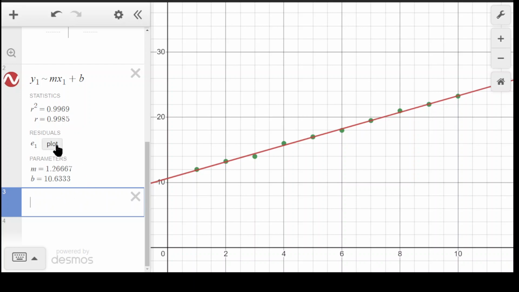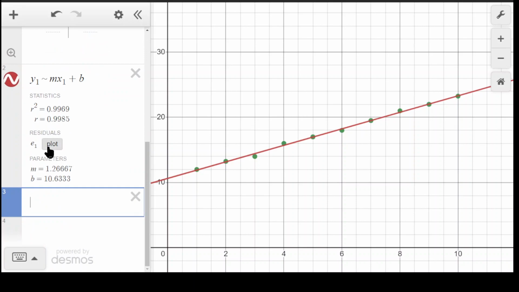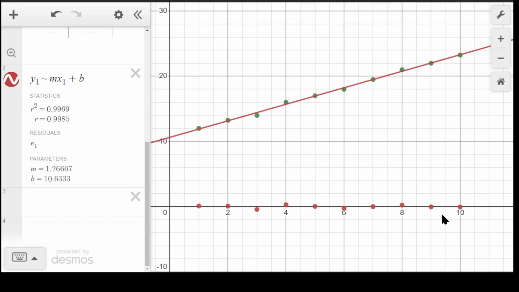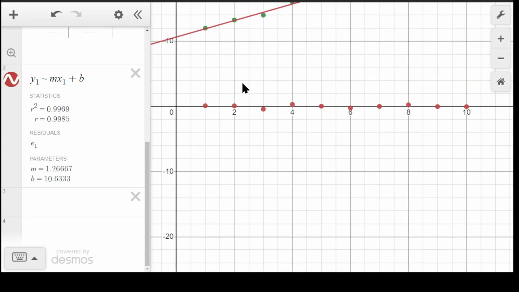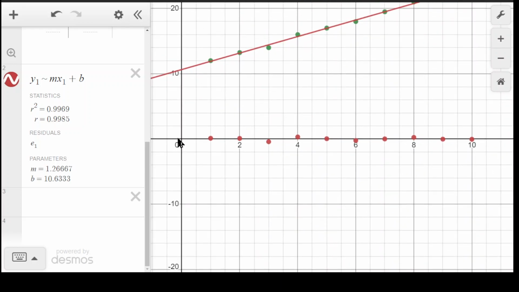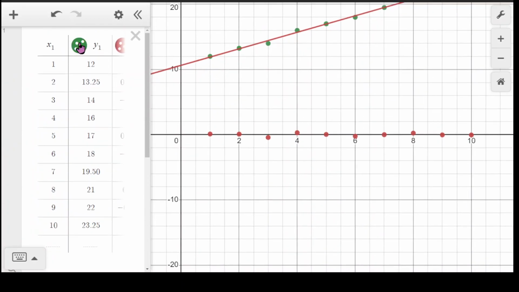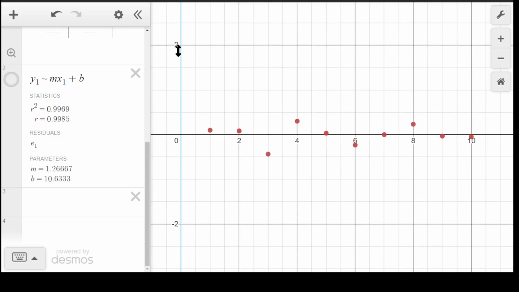Next, it said make a residual plot, so I'm going to hit this button and there they are, down here along the x-axis. These are the residuals. If I want to make this look like a proper residual plot, 0 should always be in the middle of a residual plot. I'm going to turn off the scatter plot and also turn off my line of best fit. The other thing I might do is stretch this out.